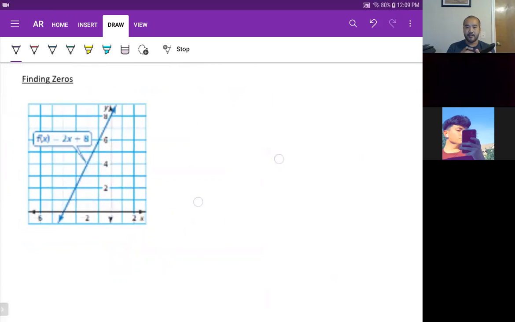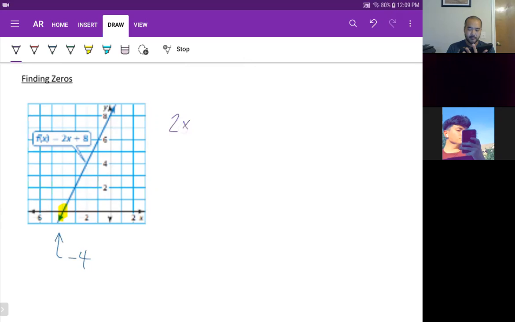Last thing is finding zeros. 2 ways to do this. If you have a graph, pretty easy. There it is. So, what is that? Where's the middle of this? Oh, it's right there. So 1, 2, 3, -4. So -4.